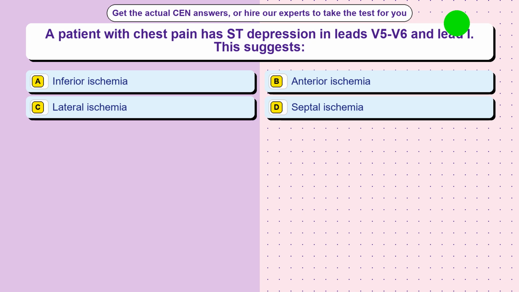Question 38. A patient with chest pain has ST depression in leads V5, V6 and lead I. This suggests: Option A, inferior ischemia. Option B, anterior ischemia. Option C, lateral ischemia. Option D, septal ischemia.